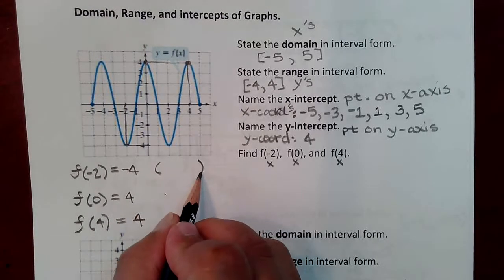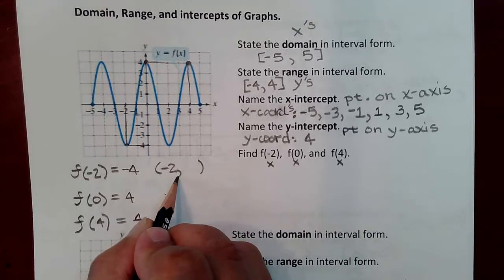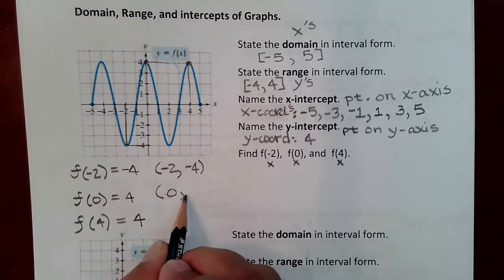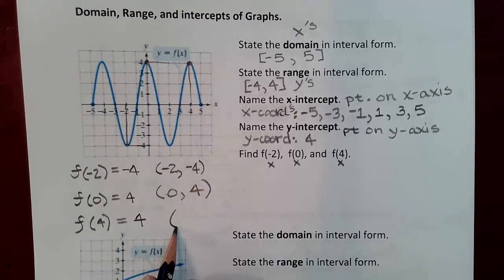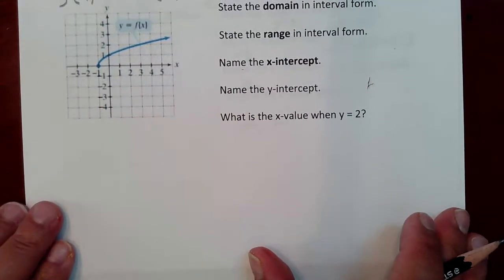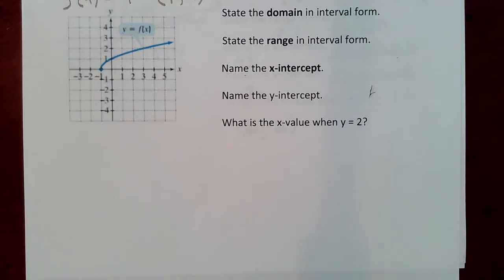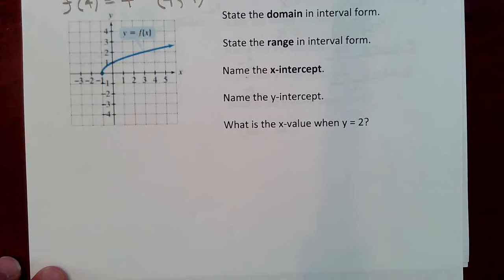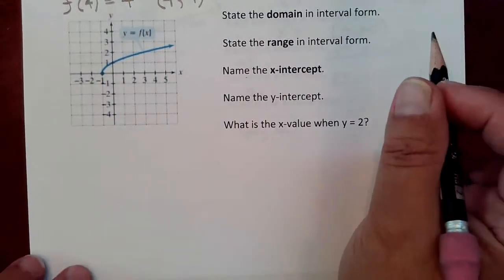All of these can be written as points. The X value is where you began, and then the Y partner that's associated with it. This can be written as (0, 4). This can be written as (4, 4). That's called evaluating a function. Likewise, this problem below was also a review of all the concepts taught in this section: domain, range, intercepts, and evaluating the function. So again, domain is how wide the graph is.